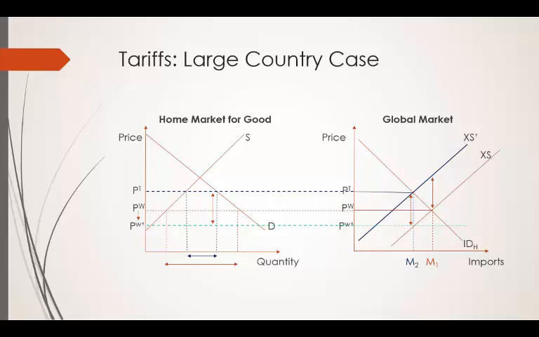The result of all of this is that, as before, consumer surplus at home falls, producer surplus increases, the government obtains revenues on import tariffs, and there is a deadweight loss. However, there is also a terms of trade gain for the large country because foreign suppliers absorbed some of the tariff by lowering the world price.